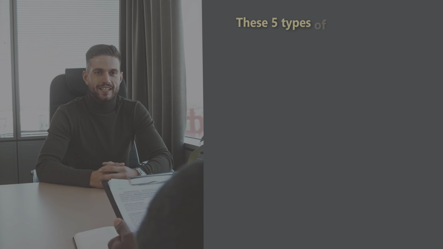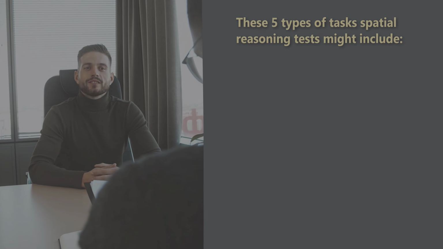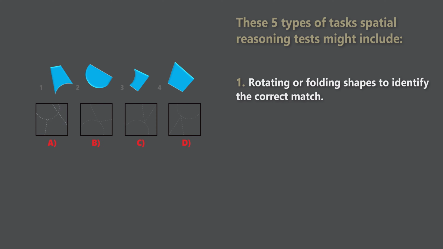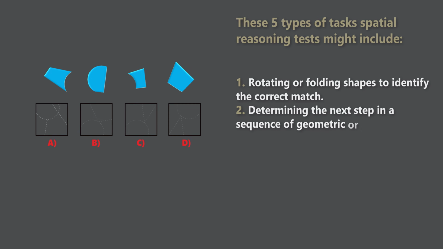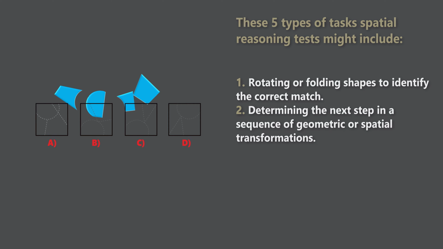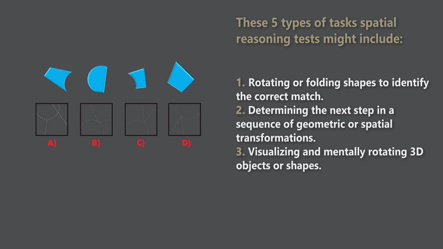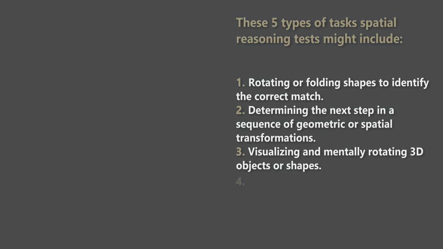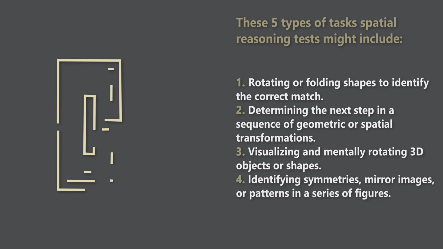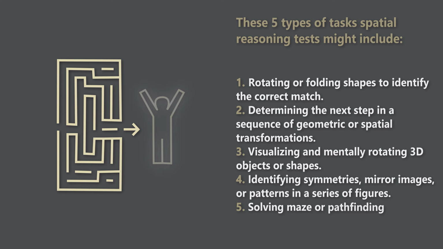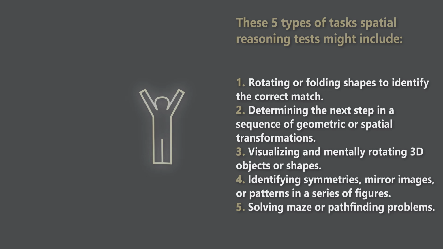There are typically 5 types of questions used on a spatial reasoning test. Number 1 is rotating or folding shapes to identify the correct match. Number 2 is determining the next step in a sequence of geometric or spatial transformations. Number 3 is visualizing and mentally rotating 3D objects or shapes. Number 4, identifying symmetries, mirror images, or patterns in a series of figures. And last but not least, number 5 is solving maze or pathfinding problems.